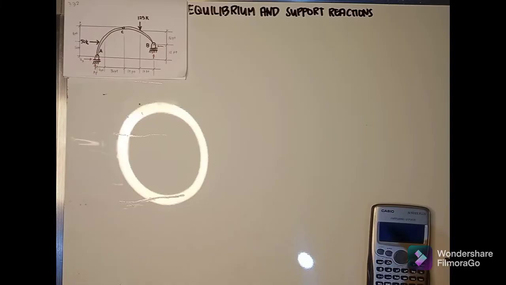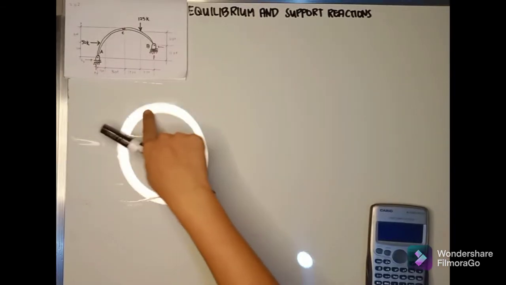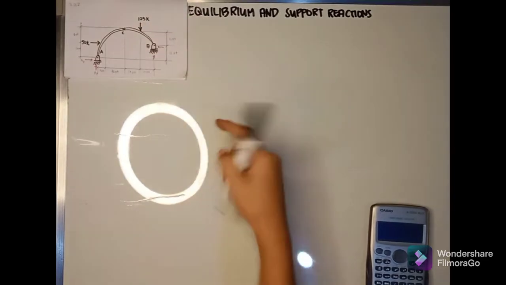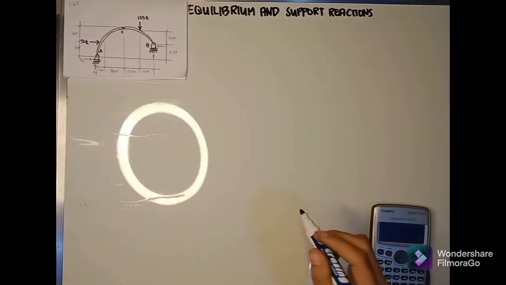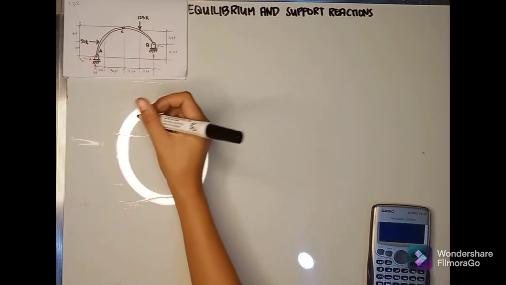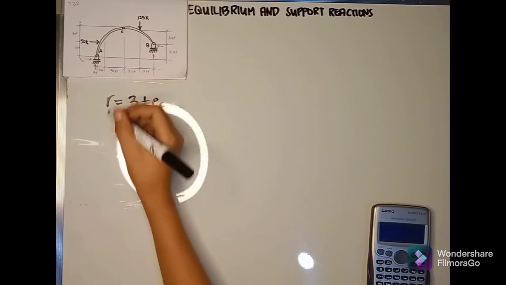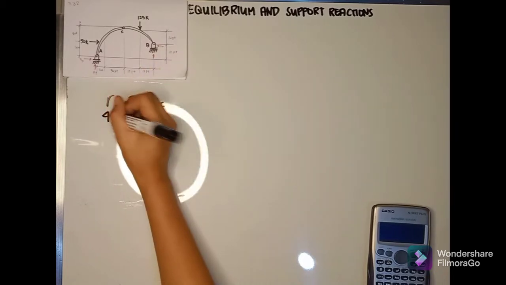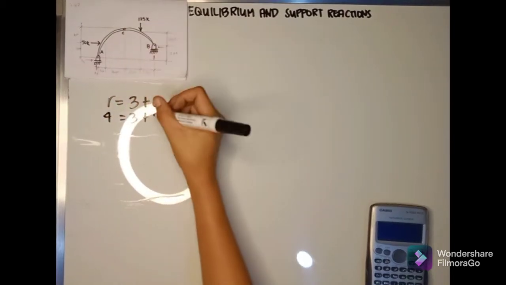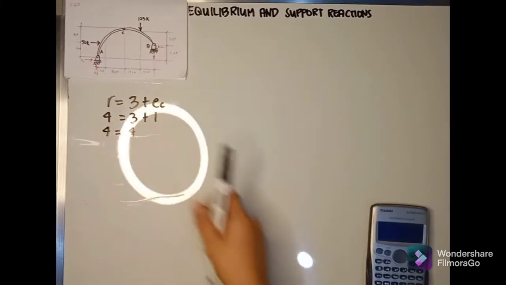Our second problem in equilibrium and support reactions, we have here problem 3.32. An arc that is supported by a hinge at point A and at point B, and it has an internal hinge at point C. Before using the equilibrium equations, let's first classify this structure. R equals 3B plus C minus... External reactions are 4, 3 plus the 1 internal reaction. So 4 equals 4. Therefore, this is statically determinate.